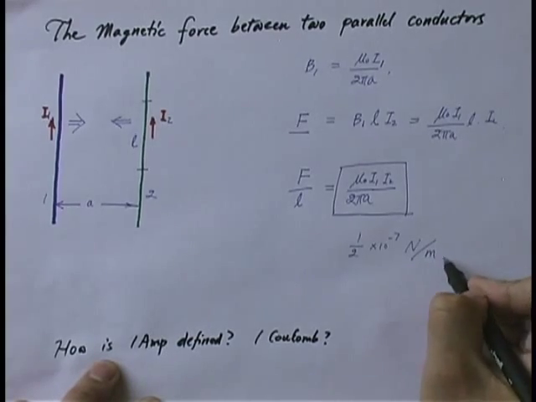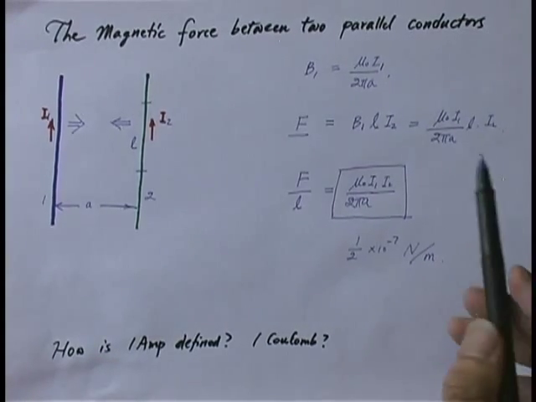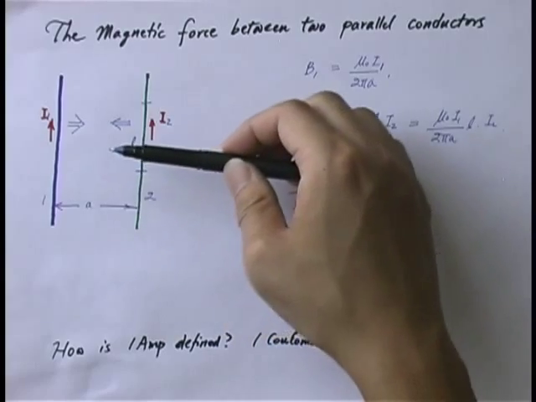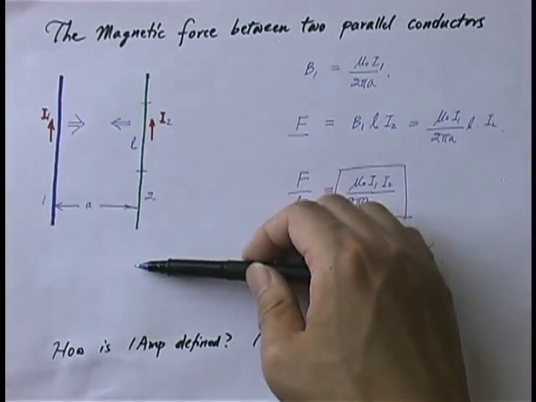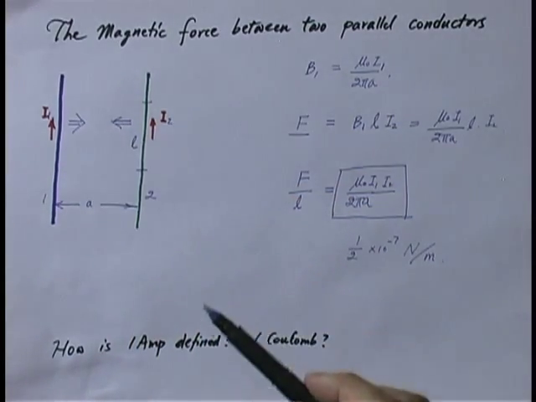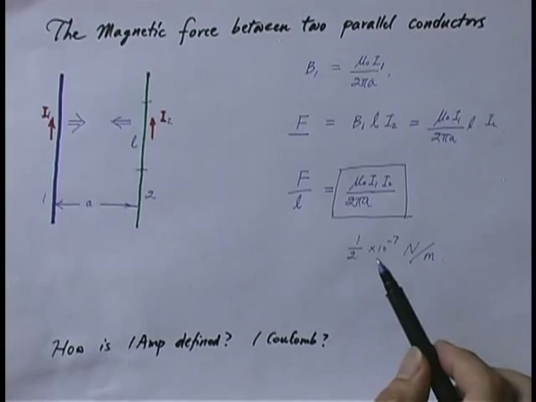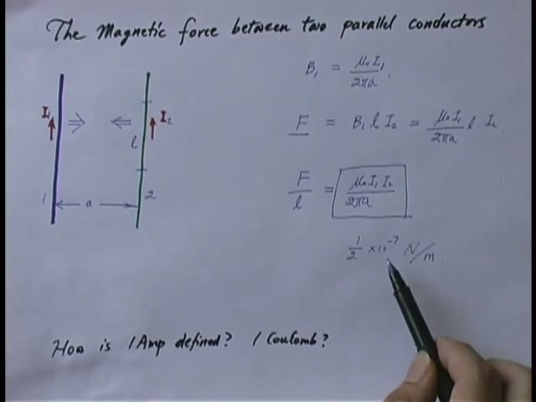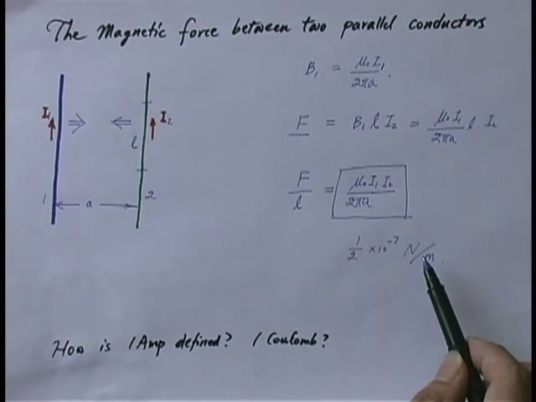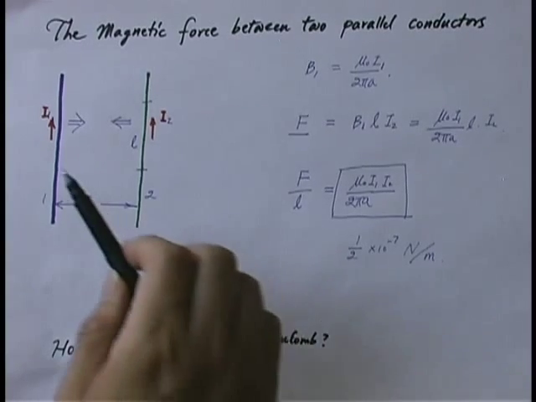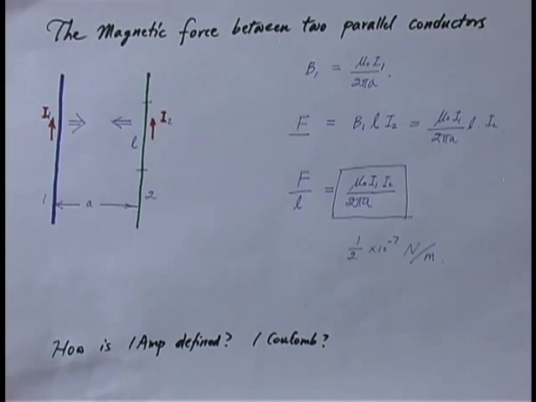So here's the thing. If I have a very, very long straight wire, and another straight, very long wire, separated by 1 meter, and if I find that the magnetic force between them per unit length happens to be equal to 1/2 times 10 to the negative 7 Newton, then I say the current carried by each one of them must be exactly 1 amp. That's how we define 1 amp.